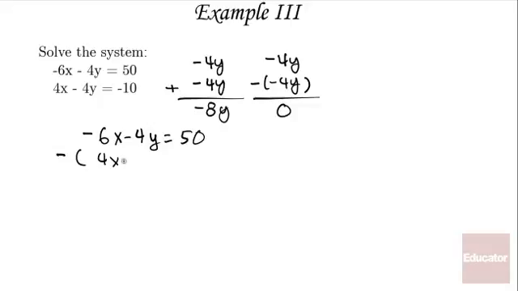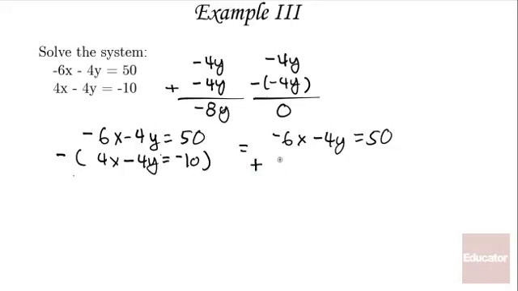Minus 4x minus 4y equals negative 10. And I'm going to go ahead and switch all my signs because I want to make sure I don't make a mistake. So this would be the same as negative 6x minus 4y equals 50. I'm going to go ahead and reverse my first sign. So I'm going to now add negative 4x.